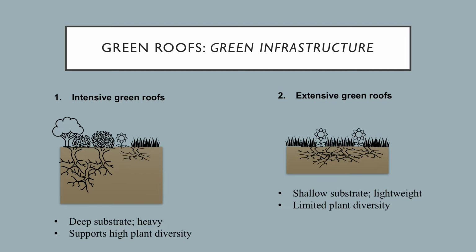Intensive green roofs generally have deeper substrates and thus can hold a greater number and more diverse plant species, whereas extensive green roofs have shallow substrates and thus can only support small and shallow rooting plants such as succulent species and grass species. Extensive green roofs are typically the most commonly implemented type of green roof because they're inexpensive and lightweight, making them easily deployable and adoptable worldwide.